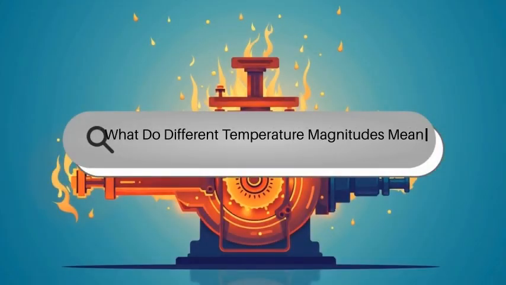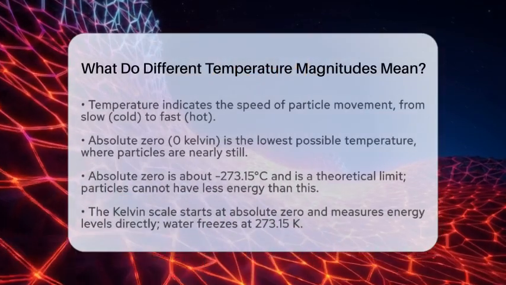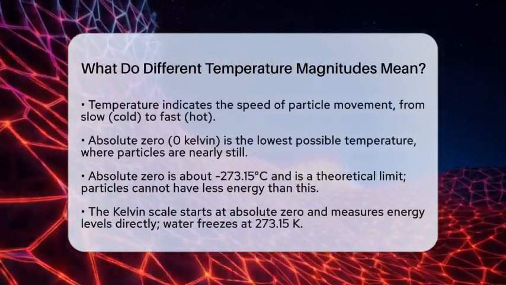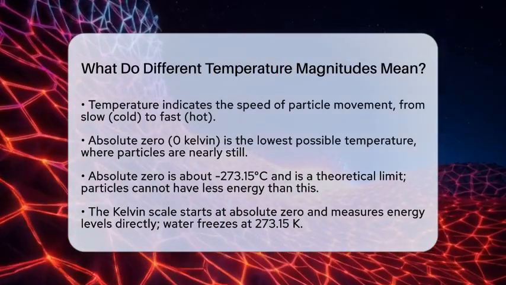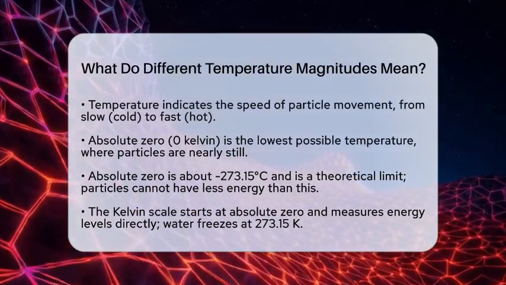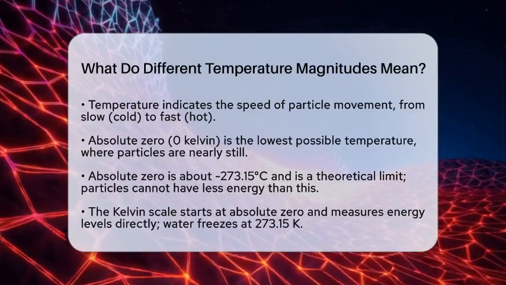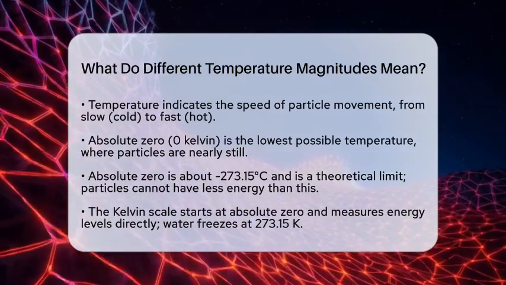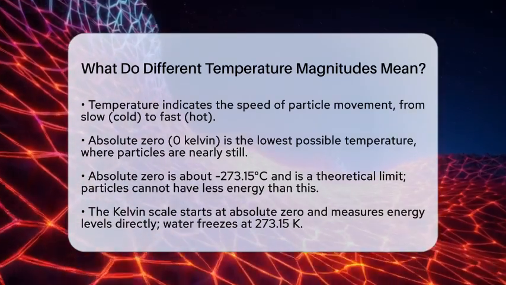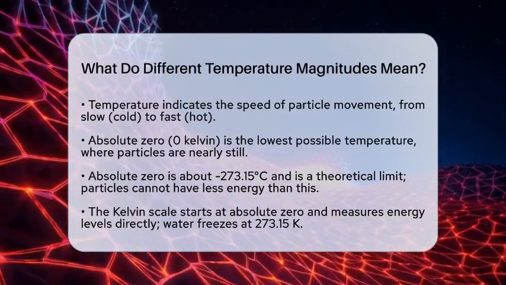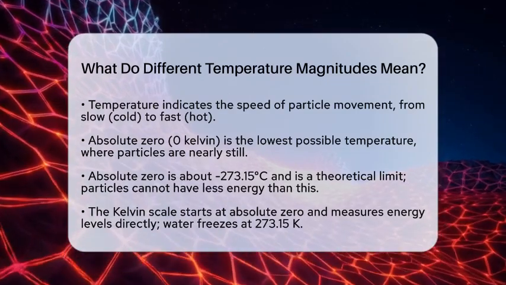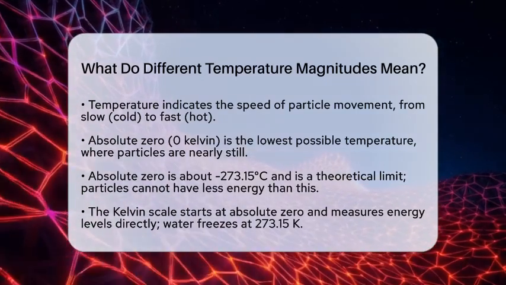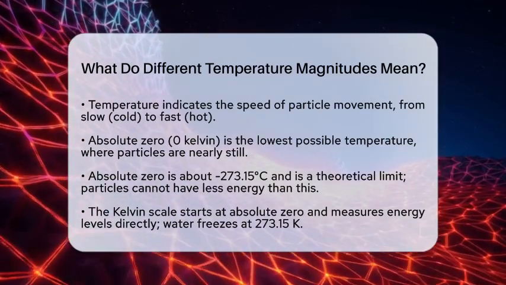What do different temperature magnitudes mean? Imagine a world where everything is moving at different speeds, from icy cold to blazing hot. That's what temperature really tells us, how fast particles like atoms and molecules are bouncing around inside a substance. When particles move slowly, the temperature is low. When they move quickly, the temperature is high. It's all about energy, tiny bits of energy that particles have on average.